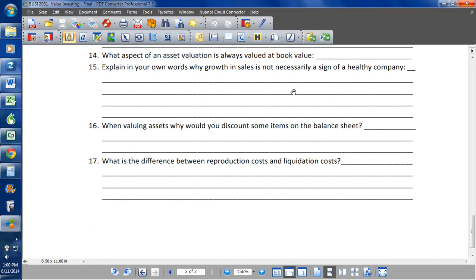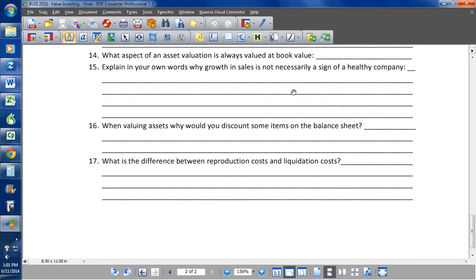Number 15, explain in your own words why growth in sales is not necessarily a sign of a healthy company. All right. So the idea is that when sales grow, and I'm only going to give you just a hint because this is one of the ones I want you to go back in and look at the lesson that we did on this. But the idea is that when sales grow, so do other expenses that go along with that, right? And so that's kind of the hint for that one. So you want to go back in and look at that lesson.